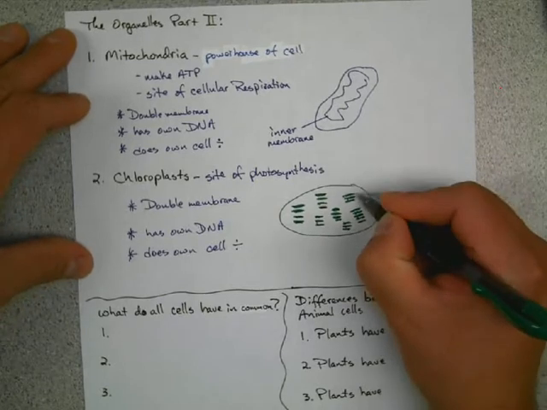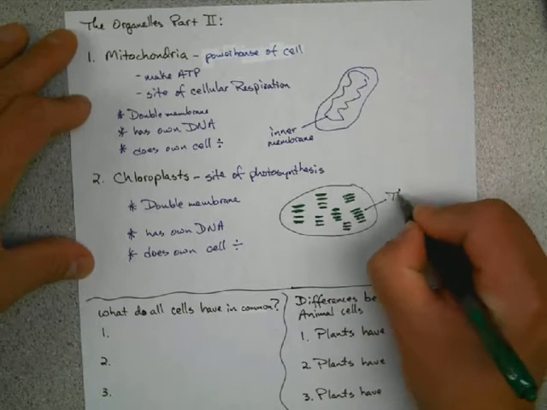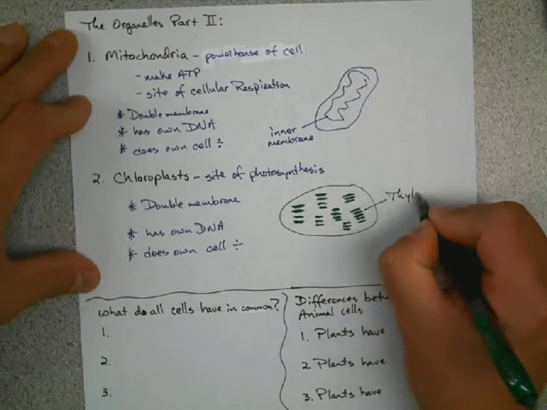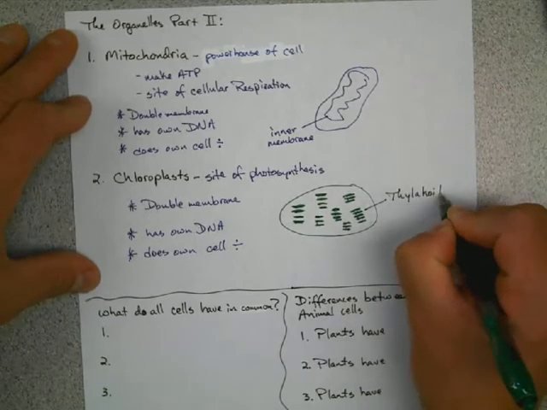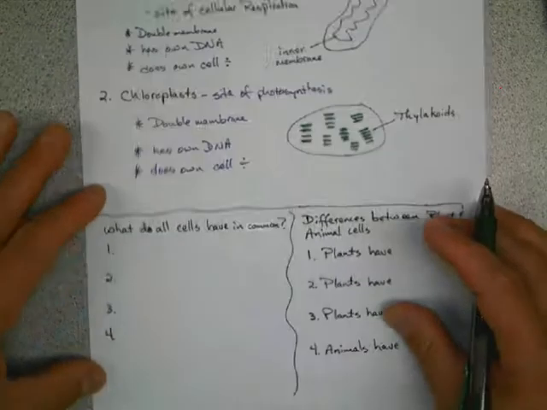So remember, we have two membranes, membrane 1, and then the thylakoid membranes called here. All right, so we'll just label these here, thylakoids. And this is where the energy of light is captured.